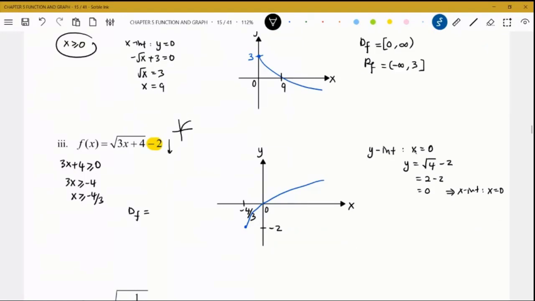So domain kita apa domain? The smallest value of x. Negative 4 over 3. Ini kita punya domain. Towards positive infinity. So this one adalah square bracket, open bracket. Range, the lowest value of y, negative 2. Towards positive infinity, square bracket, open bracket. Okay, last one. So yang piece nanti saya akan cover dalam tutorial.